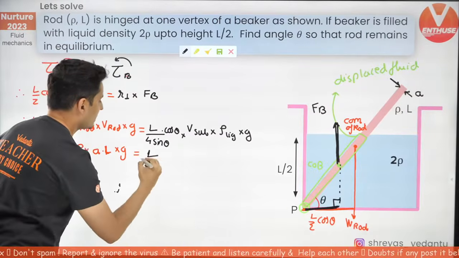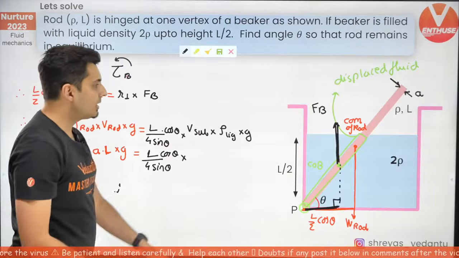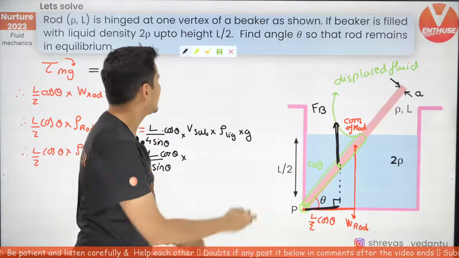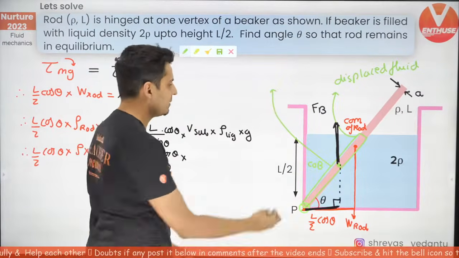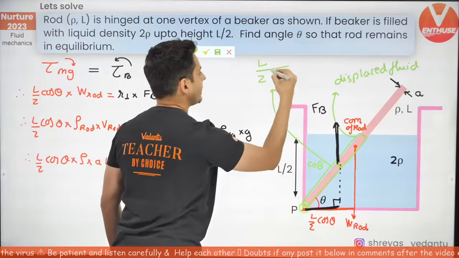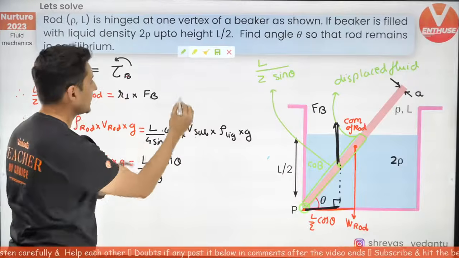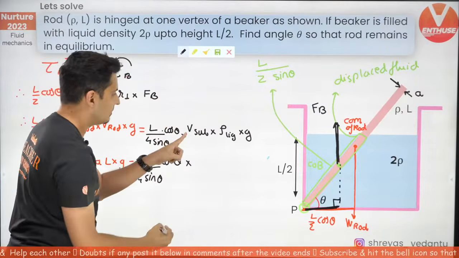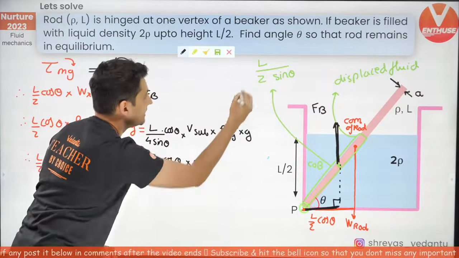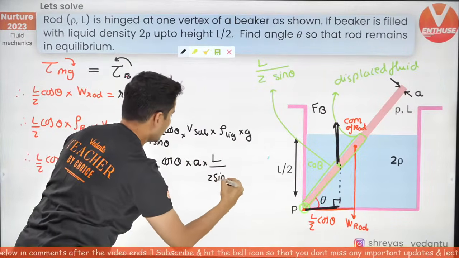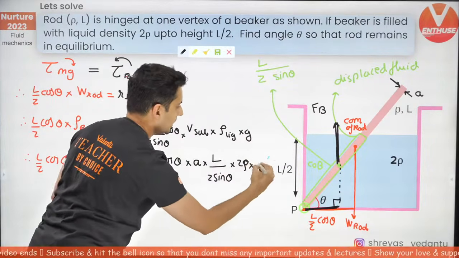Now think this way, this is L cos theta by 4 sine theta, volume submerged of this much part. What is this much length? I think I just had got this, the length of this guy. How much was the length of this guy? This was L by 2 and this was sine theta. This is what the total length was. So actually speaking, the volume which is submerged will be area into this length, which is L by 2 sine theta, and density of liquid is 2 rho, so 2 rho into G.